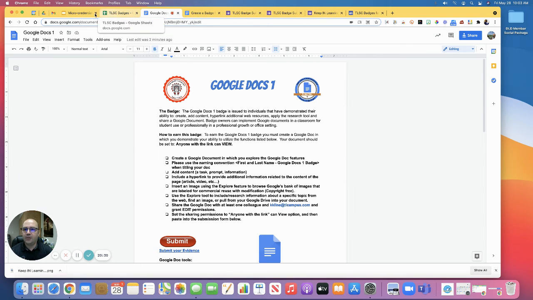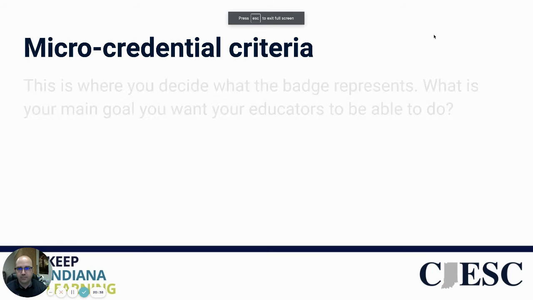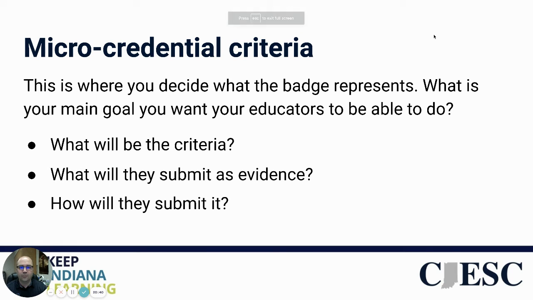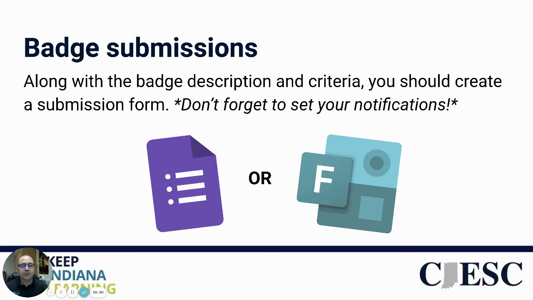So if I go back over to our presentation, we want to talk about, well, how are they going to submit their criteria, right? The easiest way to do this, there are 2 different options if you have Microsoft or Google. So I'm sticking with the Google theme here. And you can either use Google Forms or Forms in Microsoft.